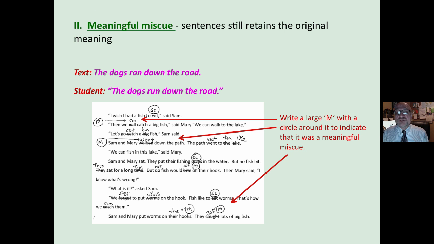A meaningful miscue is when the sentence still retains the original meaning. There is a miscue, but it doesn't change the meaning of the sentence. For example, "the dogs ran down the road," "the dogs run down the road." This means the same thing, so on the miscue analysis sheet, I put an M there with a circle. Again, I like to see meaningful miscues.